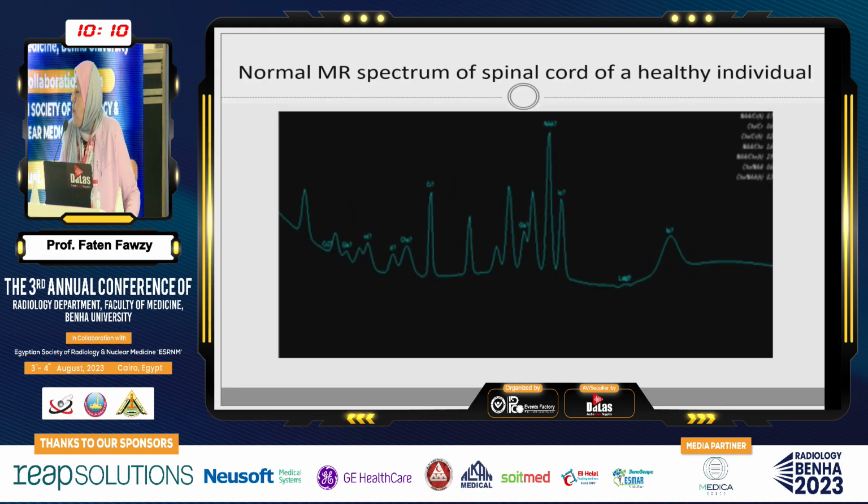This is the normal MR spectrum of the spinal cord. Look firstly for the N-acetylaspartate, which is predominant, followed by the creatine, followed by the choline, and there is also myoinositol peak at 3.6 parts per million.